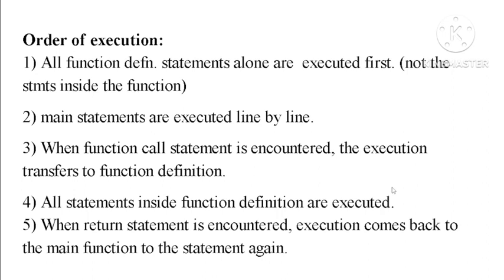Now, let us see the order of execution of statements while using a function in a Python program. First, all function definition statements are executed first, not the statements inside the function. Then the main statements are executed line by line. When a function call statement is encountered, the execution transfers or jumps to the function definition. After that, all the statements inside the function are executed. When the return statement is encountered, the execution comes back to the main function.